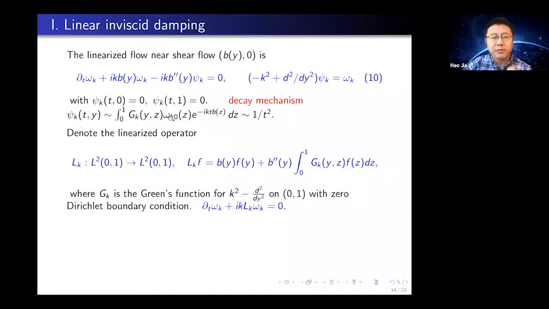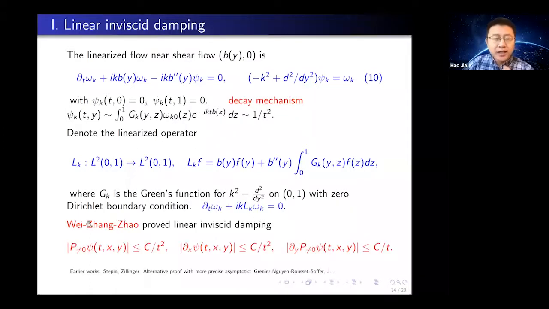If b double prime is not equal to 0, the non-local term in the equation, the linearized flow, will become important, and we have to understand how that affects the evolution. And that turned out to be a slightly non-trivial problem. So we denote the linearized operator L_k as the following. So L_k f is b f plus b double prime of this expression. So that's simply the stream function associated with f. Then the linearized evolution can be written abstractly as partial t omega_k plus ik L_k omega_k is equal to 0.